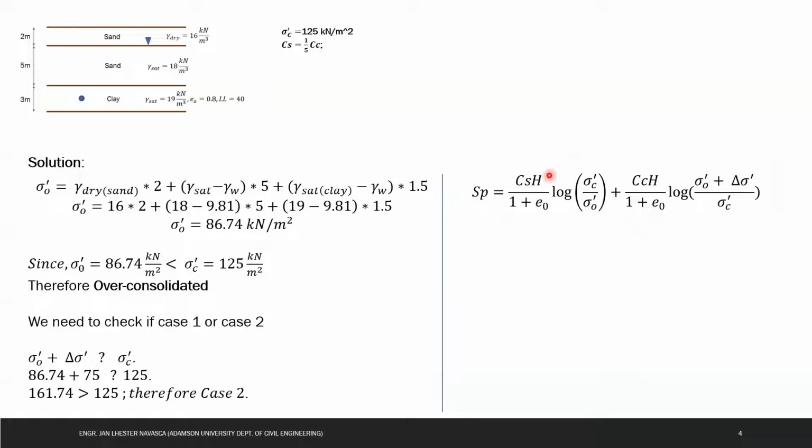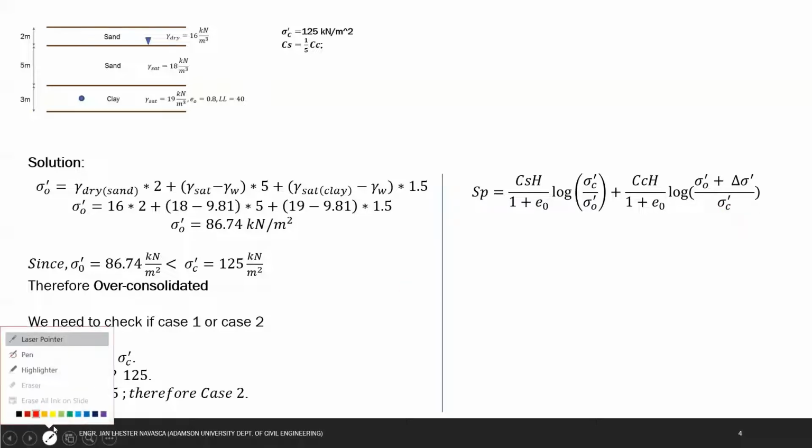That is Cs, the swell index, times the height of the clay layer, or the thickness of the clay layer, over 1 plus the in situ void ratio, multiplied by the logarithm of the pre-consolidation pressure over the overburden pressure, or the effective stress, plus the compression index multiplied by H over 1 plus e sub 0, log of the overburden pressure, or the effective stress, plus the induced pressure at the top over the pre-consolidation pressure. So let's see if we have all the values.